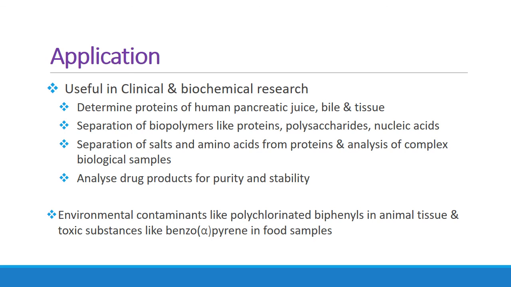It is also used for separation of salts and amino acids from protein and for the analysis of complex biological samples. Pharmaceutical companies use gel permeation chromatography to analyze their drug products for purity and stability. It is also used in toxicological studies to determine environmental contaminants like polychlorinated biphenyls in animal tissue and traces of toxic substances such as benzopyrene in food samples.